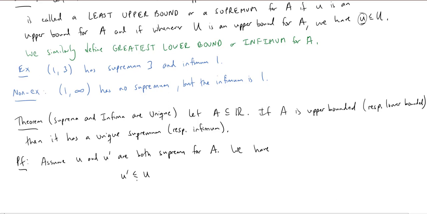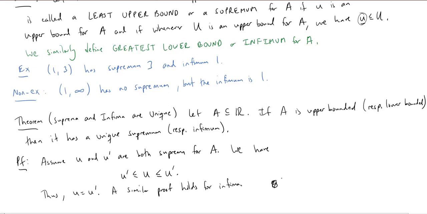Therefore, U prime is less than or equal to little u. On the other hand, U itself is a supremum, and U prime is an upper bound. Therefore, by the definition of supremum, U is less than or equal to U prime. And hey, when you have a chain of inequalities where the beginning and the end are equal to each other, this implies that they're all equal. So thus, U is equal to U prime. Okay, so a similar proof holds for infima.